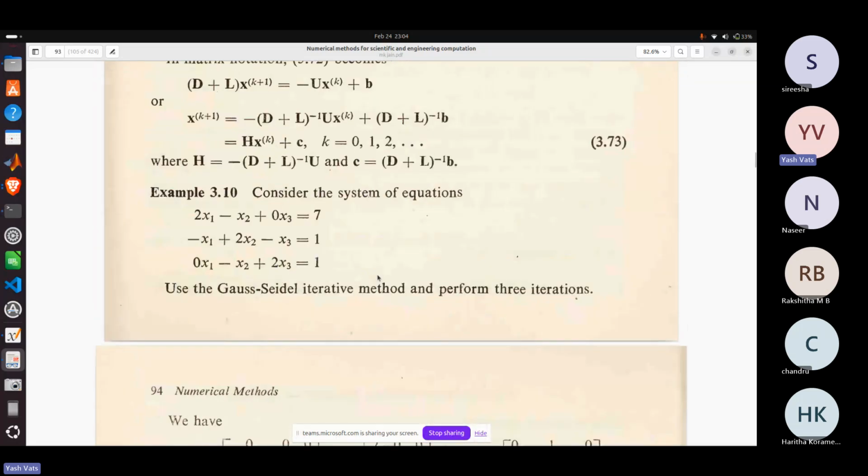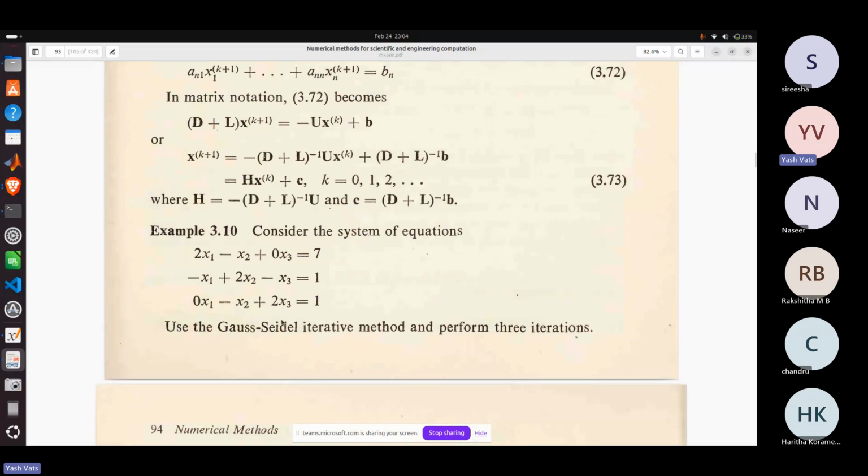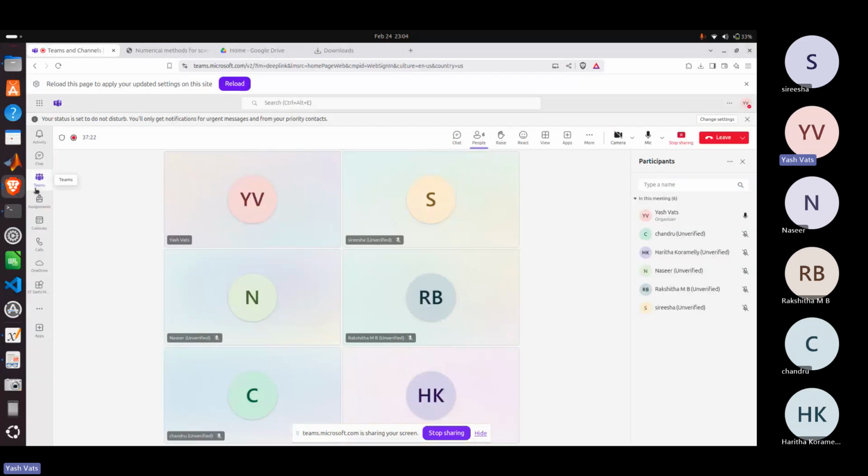I don't know. So just spend some time solving this type of system using the Gauss-Seidel iterative method, and try to find out your first iteration and give it a go. Just try that. All right. I will wait for another 5 to 7 minutes.